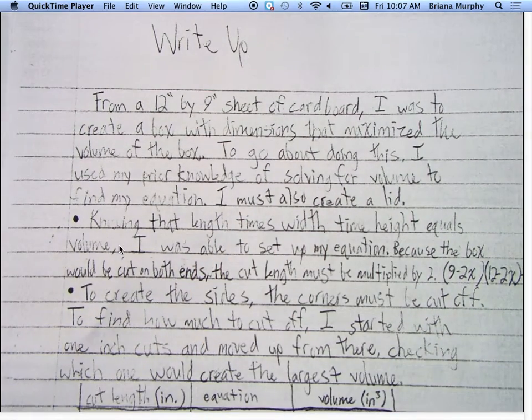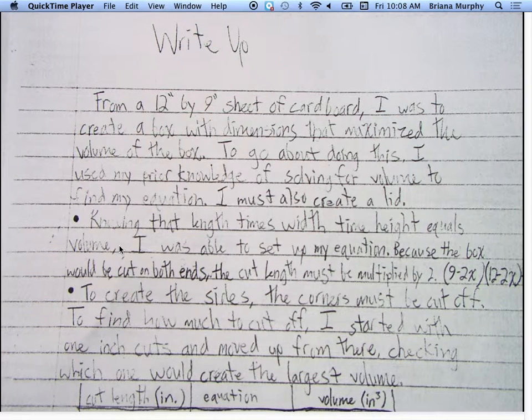From a 12 by 9 sheet of cardboard, I was to create a box with dimensions that maximize the volume of the box. To go about doing this, I used my prior knowledge of solving for volume to find my equation. I must also create a lid. Problem statement stated. Check. Knowing that length times width times height equals the volume, I was able to set up my equation because the box would be cut on both ends. The cut lengths must be multiplied by 2. So 9 minus 2x times 12 minus 2x times 2 equals volume. Okay, and I don't think they mean 2 here, I think they mean x right here.